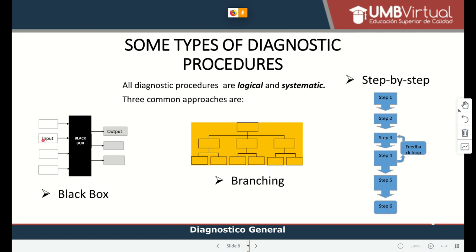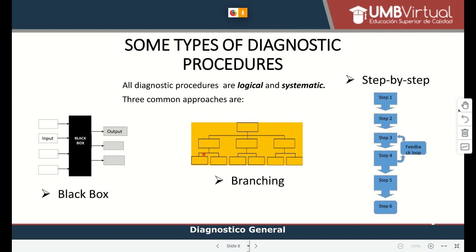We have a black box, inputs and outputs. This black box could be an ECU, an electronic control unit, or a PCM, a powertrain control unit. This is similar to CAN-bus diagnostic procedures. Or we have a step-by-step approach. Which one is going to be the best?